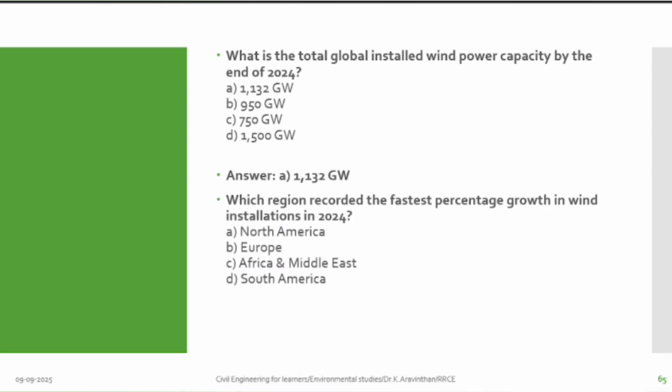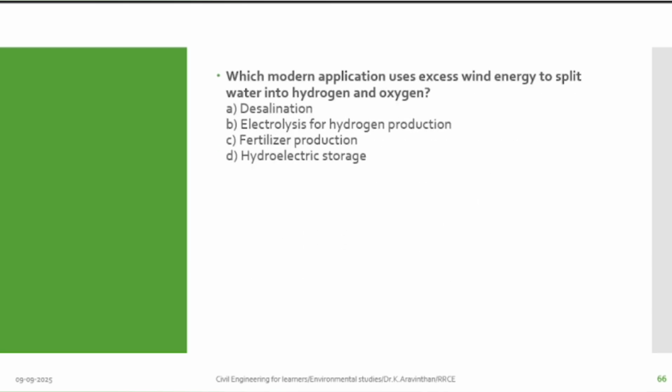Which region recorded fastest percentage of growth in wind installation in 2024? 3 point I have given. African countries, Africa and Middle East, they are rapidly growing. Which of the modern application uses excess wind energy to split water into hydrogen and oxygen separately? They have told you one, no? A, B, C, D. B. B is called what? Electrolysis.